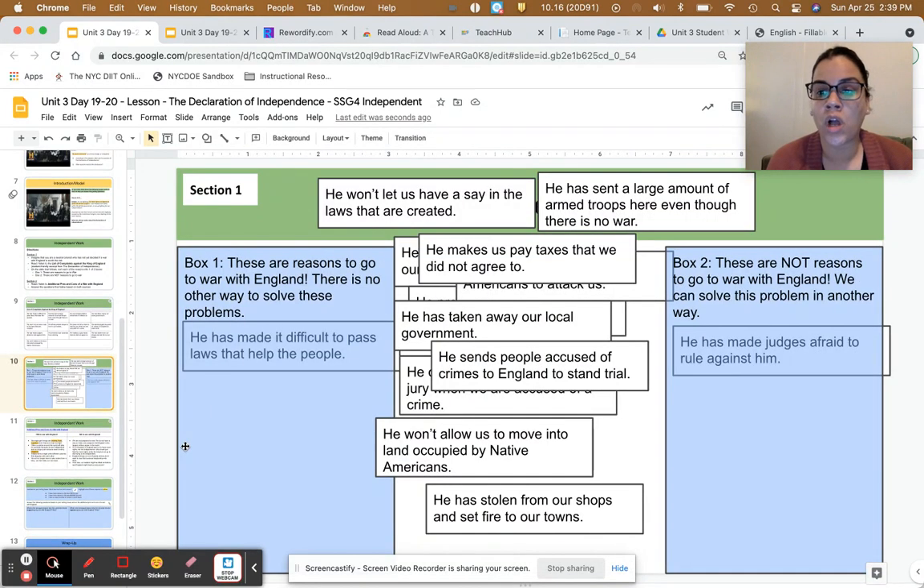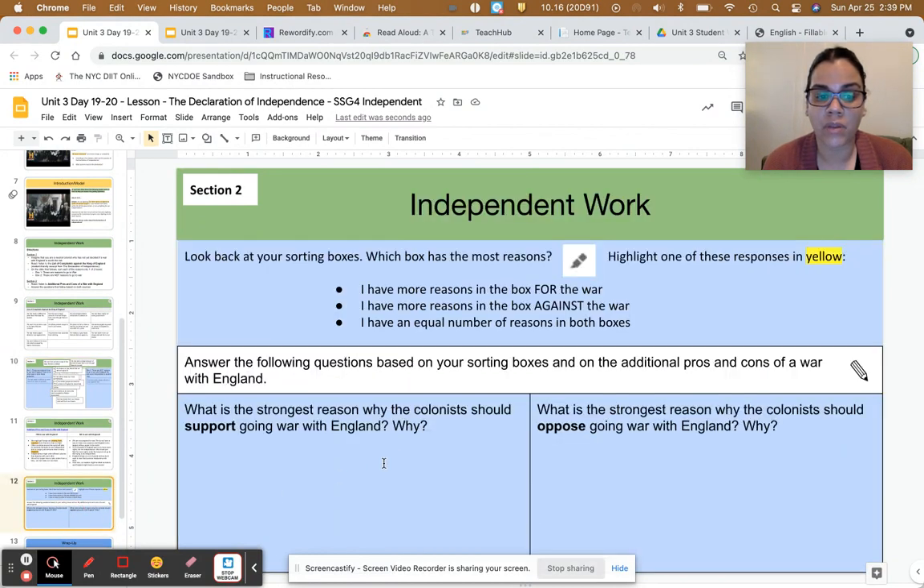Next, we're going to go back and reflect. What is the strongest reason from the list that we have here to go to war with England? Which is the strongest reason? Which is the reason that it is most difficult to disagree with? And then in box 2, which is the strongest reason for not going to war with England, right? Which is the reason that is most difficult to disagree with? You're going to copy each of those reasons here.